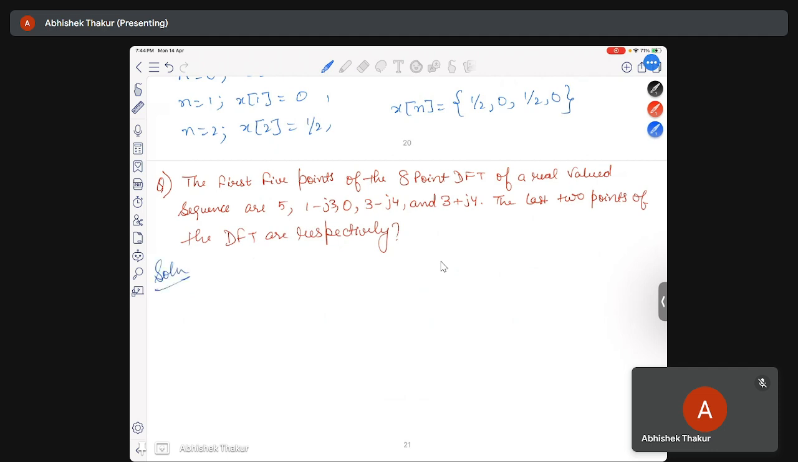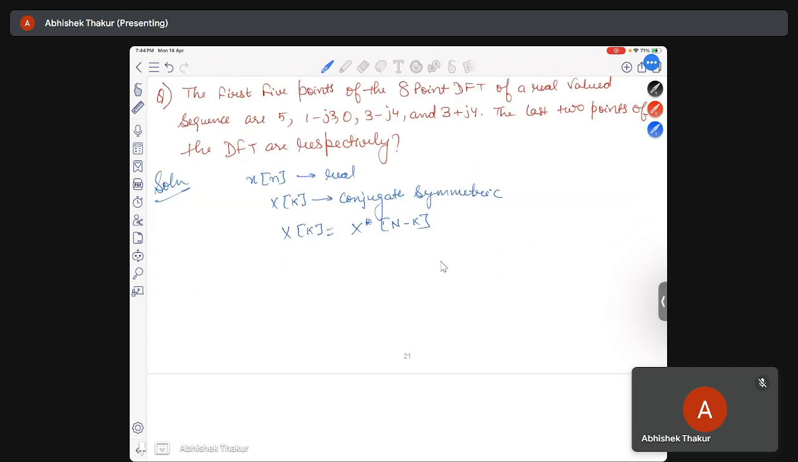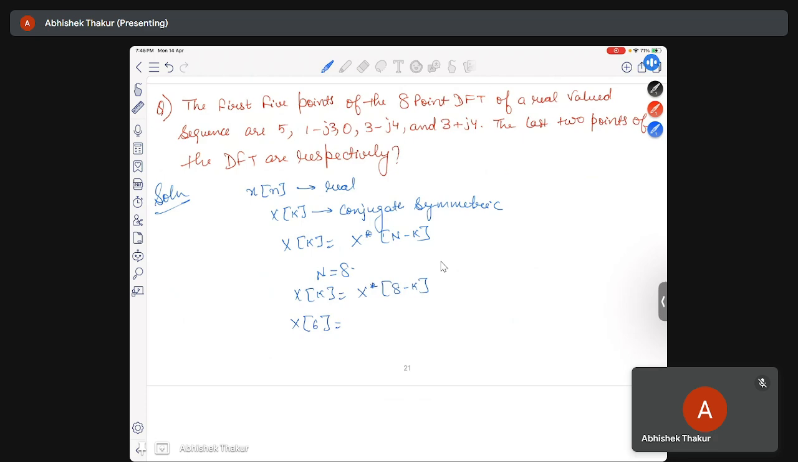So for this question, it is given that xn is real and xk is the conjugate symmetry. Because we know that if xn is real, then xk will be the conjugate symmetry. So x of k is equal to x conjugate of n minus k. Here n is equal to 8. So x of k is equal to x conjugate of 8 minus k. We have to find the last 2 points of the DFT, that is x of 6 and x of 7. So x of 6 is equal to x conjugate of 8 minus 6, x conjugate of 2.